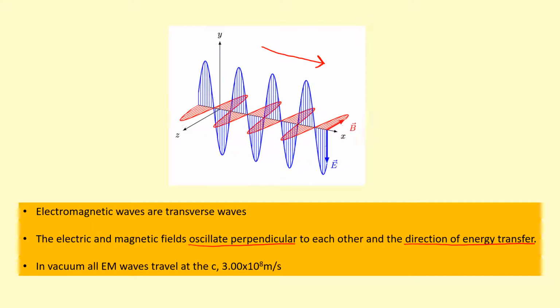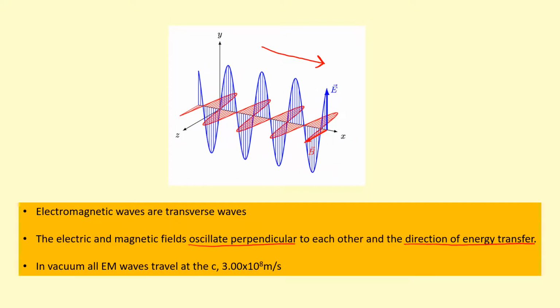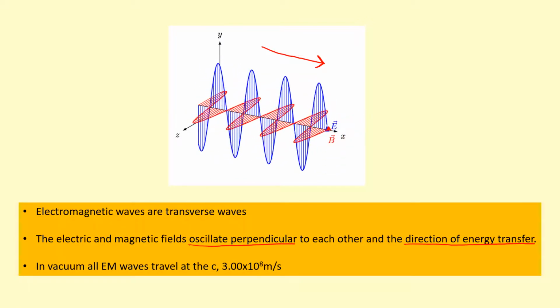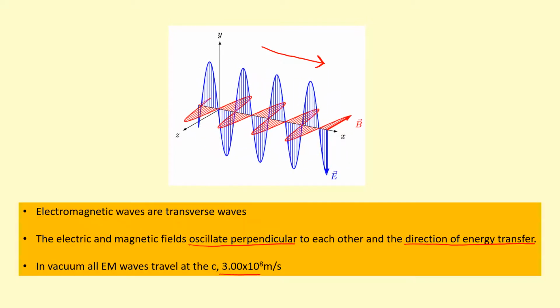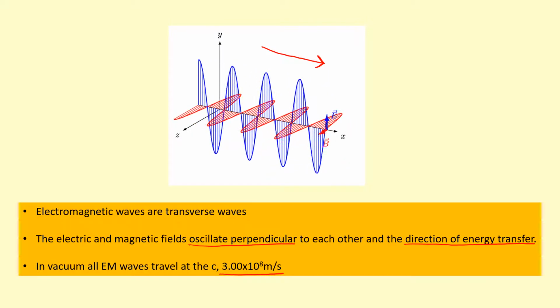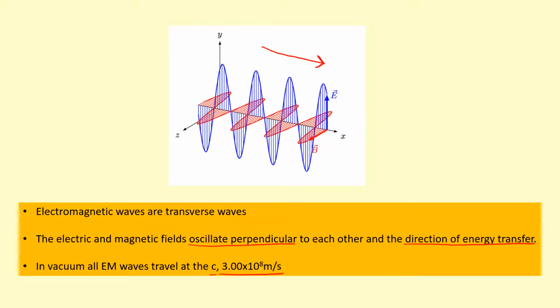Okay, in a vacuum, all the electromagnetic waves, so light, gamma rays, x-rays and so on, they all travel at 3 times 10 to the 8 meters per second, which is represented by the letter c.